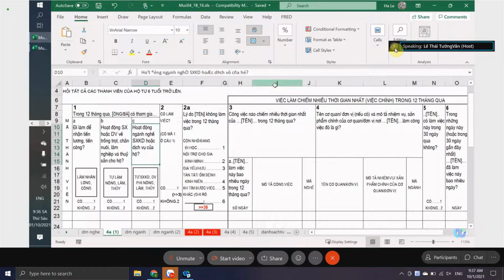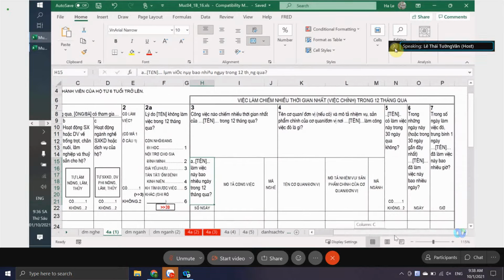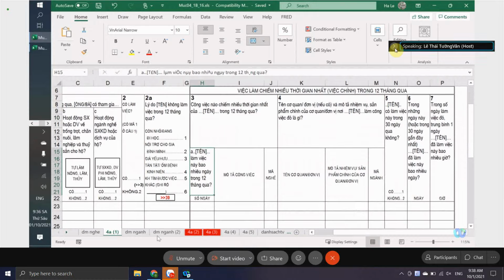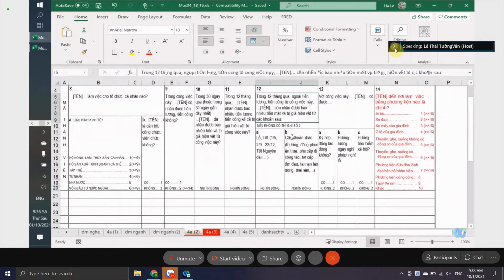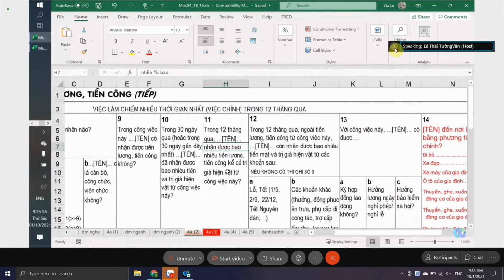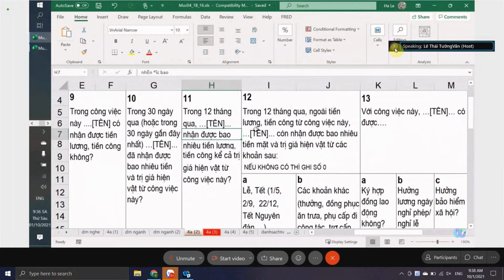And there will be the information about where you work, what kind of occupation that you have, and then what kind of service that your company or the place that you work are providing. And then there will be information about how much you earn. For example, in the last 12 months, how much was your income? Yeah, what's your income?